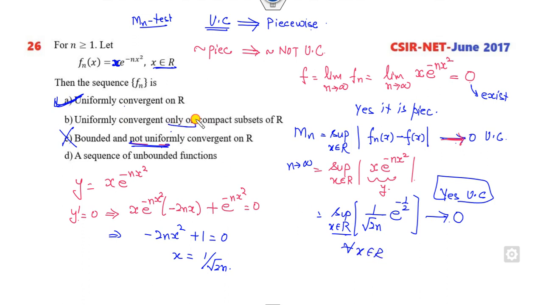So it means it said only on the compact set, so it's cancelled out. How can you check this for an unbounded function? We all know if the function is uniformly convergent, it means it is always bounded. So it is unbounded, it's cancelled out. Right answer is my option A only.